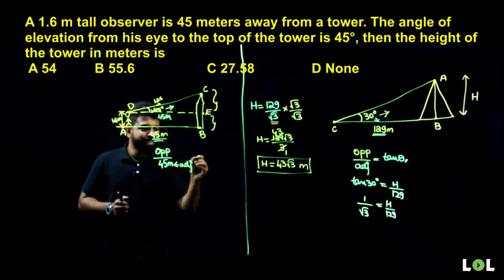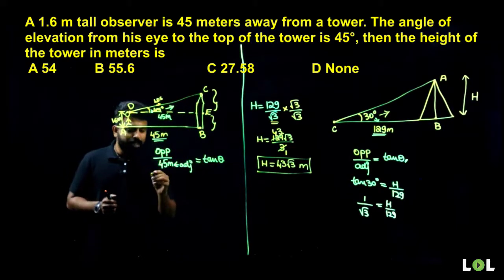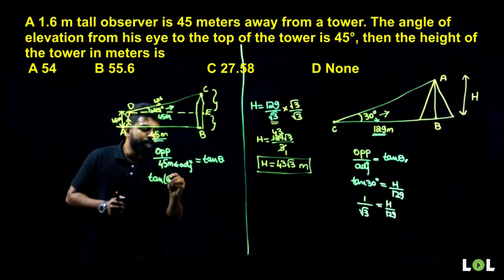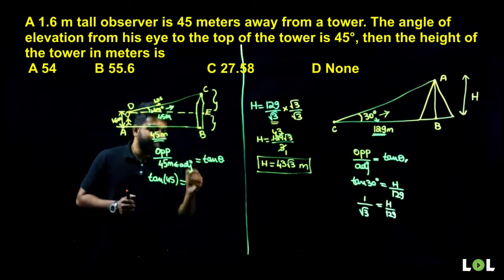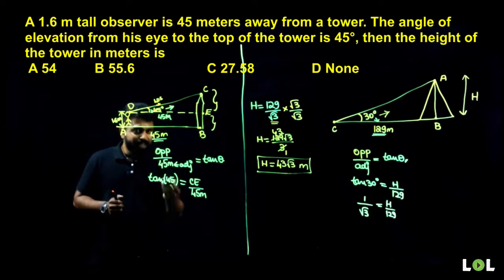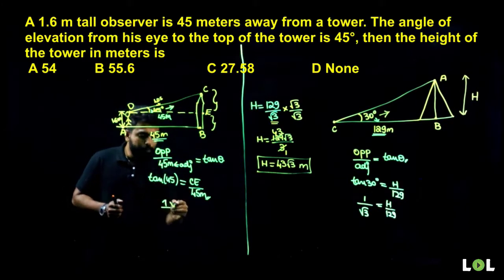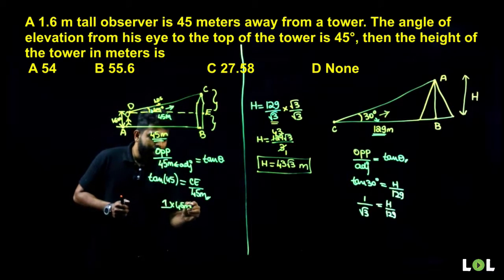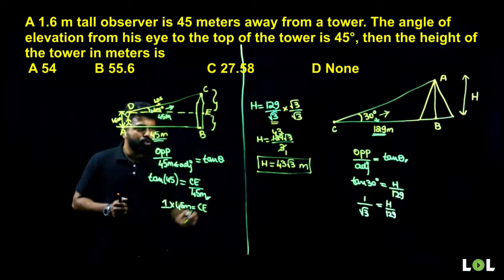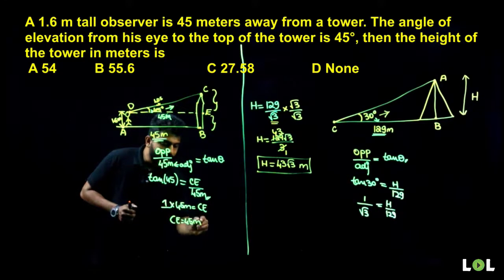What is opposite by adjacent? It is nothing but my tan theta once again. So what is the value of tan theta? Tan of 45 will be equal to opposite, that is CE, divided by adjacent, that is 45 meters. Now what is the value of tan 45? Tan 45 is 1. So what will happen if my 45 meters comes to the other side? It will be multiplication of 45, and that will be equal to CE. So my length CE will be equal to 45 meters.